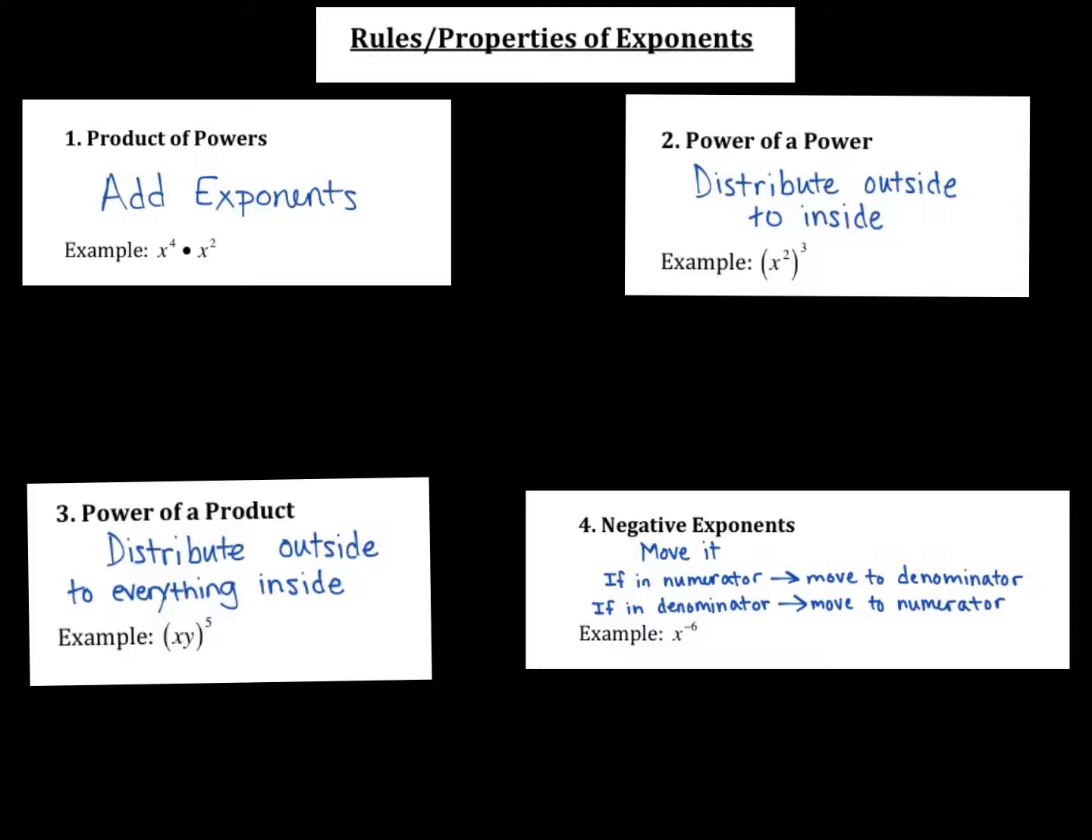So if we look at number 1, it says product of powers. Product just means multiplication. So when you have two expressions with the same base, so x to the 4th times x squared, you add the exponents, and this becomes x to the 6th.